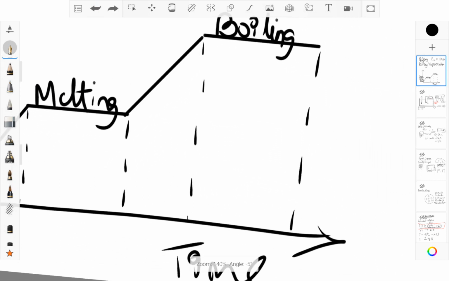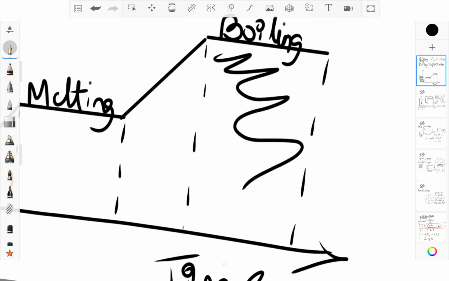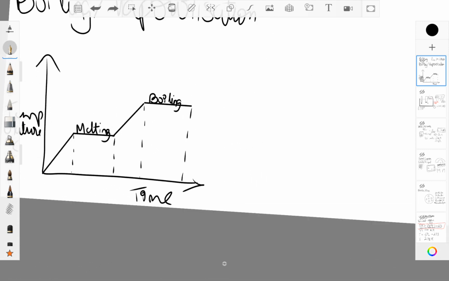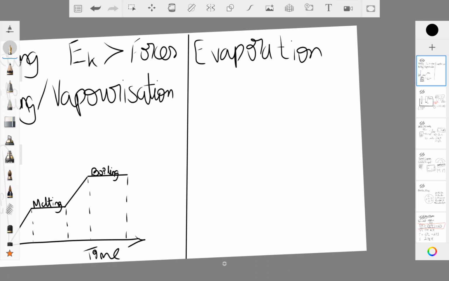However, eventually you also reach the boiling point of the liquid, where the same thing occurs, and all of the energy is being used to see a change of state from a liquid to a gas, and thus temperature remains constant at that point. Now we have to tackle evaporation, which is very similar to boiling.